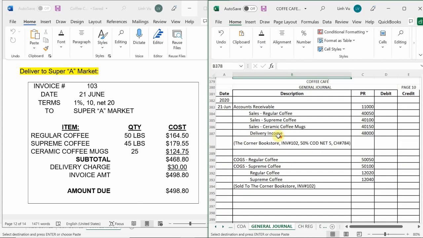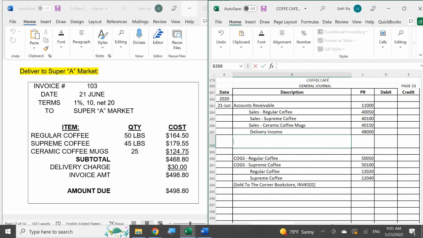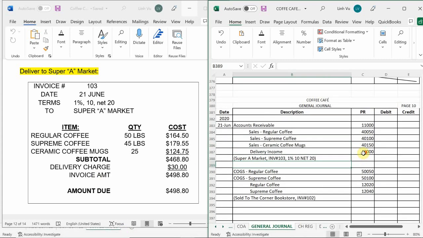So now I need to fix a few things here. So I need to fix who I sold to. I didn't sell to the corner bookstore. I sold to Super A Market. Okay. Invoice number 103. Okay, what did I give him terms for? 1%, 10, net 20. Okay, so they owe us money on an account. Okay, how much money do they owe me?